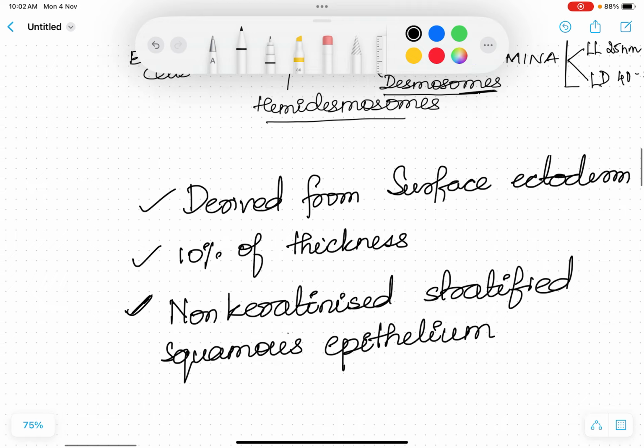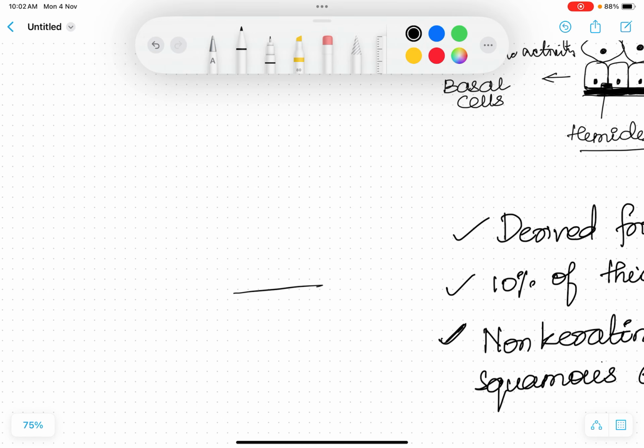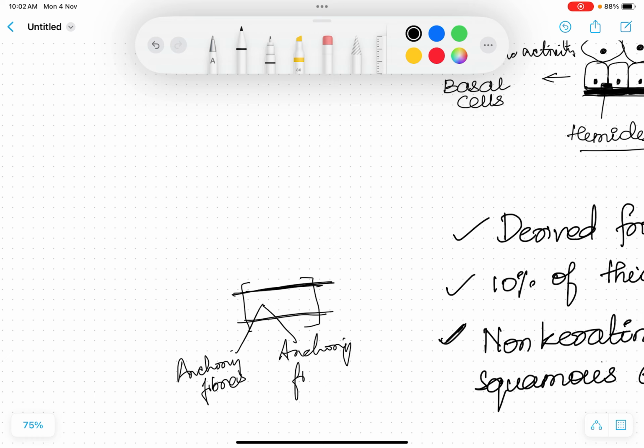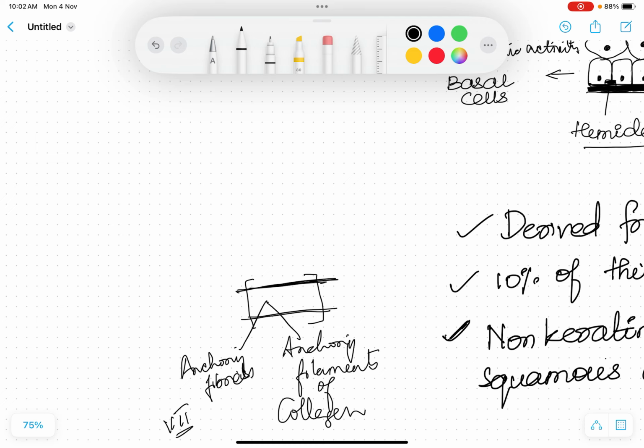Clear? This corneal epithelium is adherent to the underlying Bowman's layer by 2 important components. Basically, the basal lamina of the epithelium is adherent to the Bowman's membrane via anchoring fibrils and anchoring filaments made of collagen. Anchoring fibrils are derived from type 7 collagen, and anchoring filaments are derived from type 4 and 5 collagen.